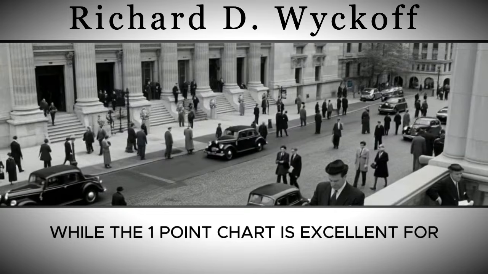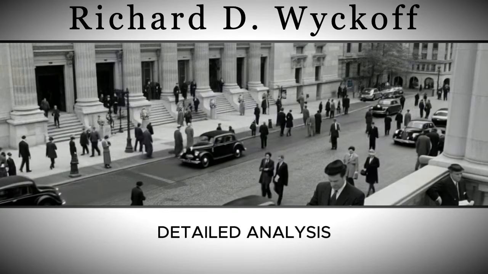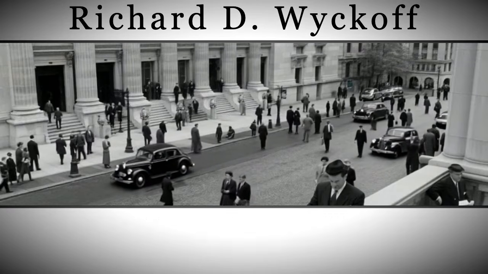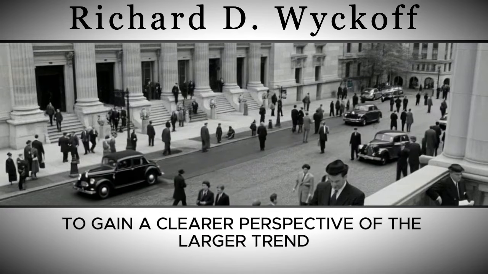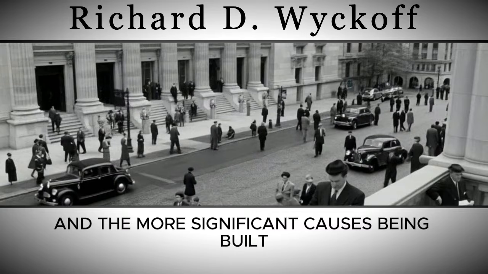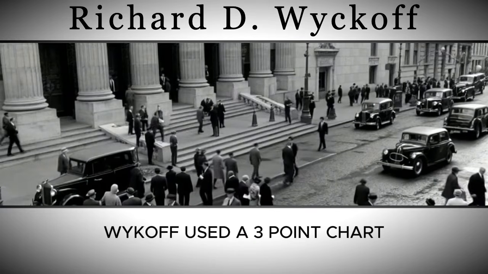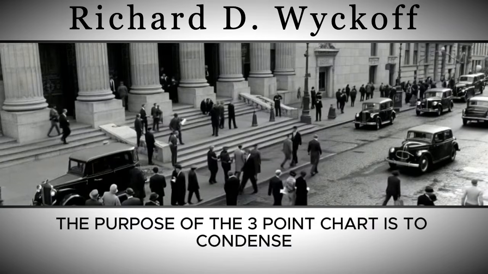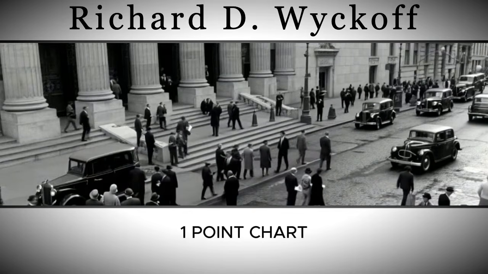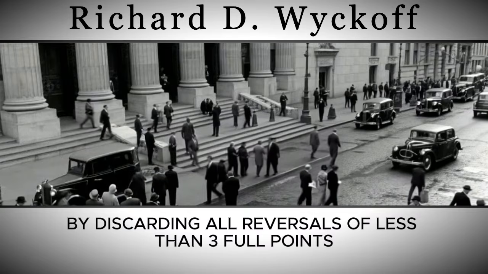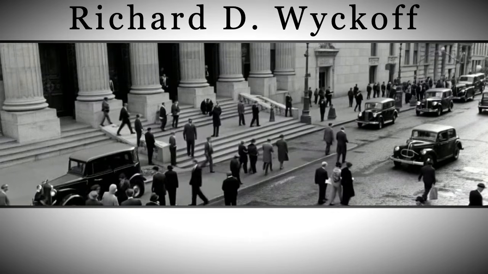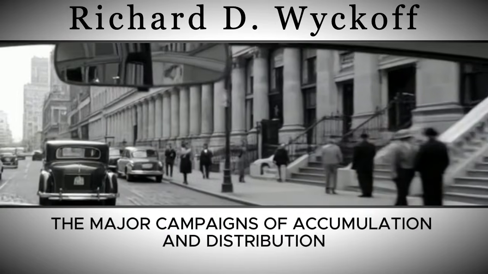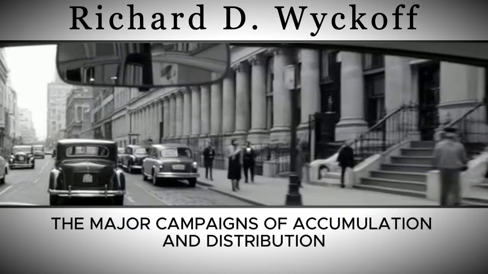While the one-point chart is excellent for detailed analysis, it can be sensitive to minor, insignificant fluctuations. To gain a clearer perspective of the larger trend and the more significant causes being built, Wyckoff used a 3-point chart. The purpose of the 3-point chart is to condense the history recorded on the 1-point chart by discarding all reversals of less than 3 full points. This filtering process provides a much clearer view of the major campaigns of accumulation and distribution.